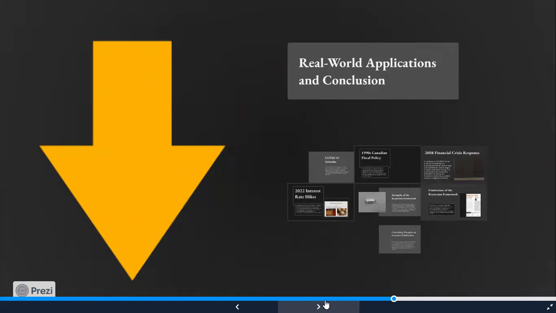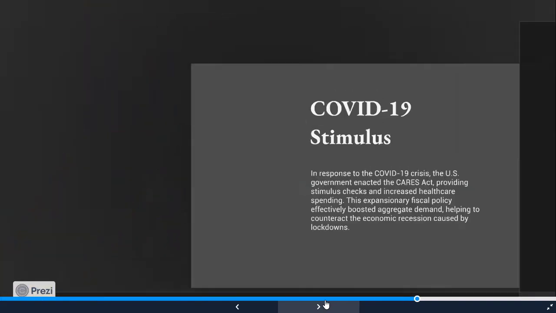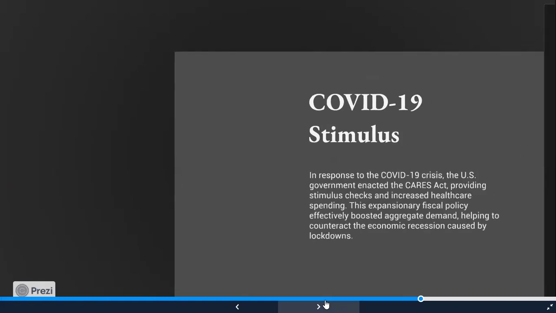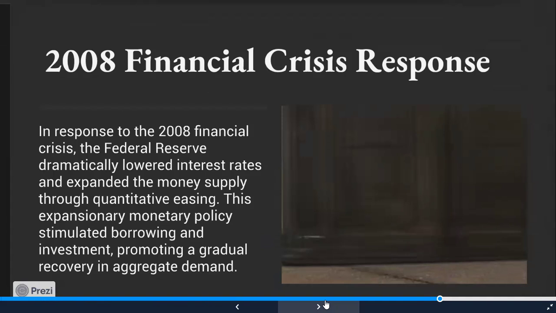Now we'll be discussing some real-world applications, followed by the conclusion. The first is the COVID-19 stimulus. In response to the COVID-19 crisis, when the US was in recession, it invested in the form of government spending in its healthcare sector. This was a form of expansionary fiscal policy, effectively boosting aggregate demand, helping to counteract the economic recession caused by lockdowns.